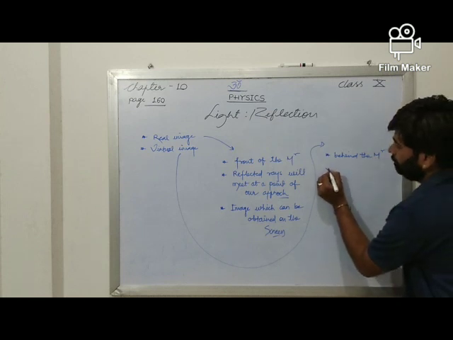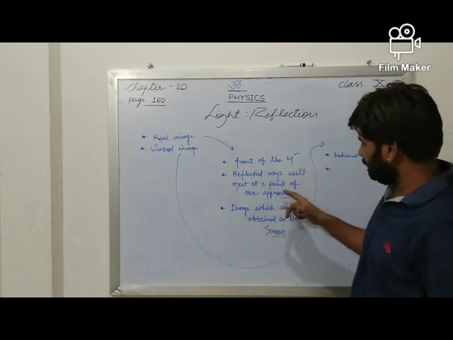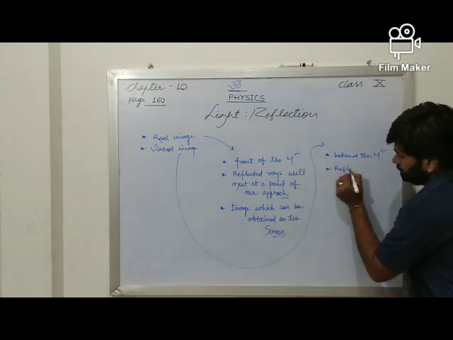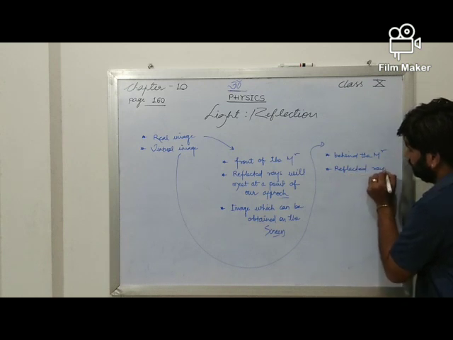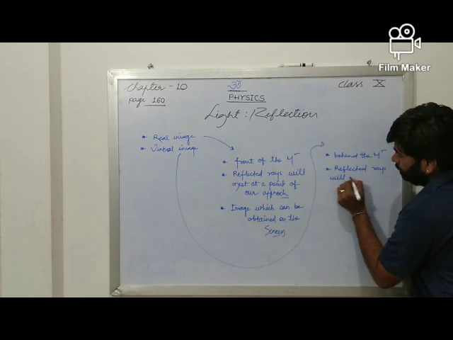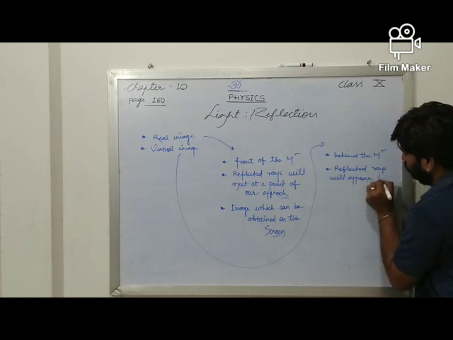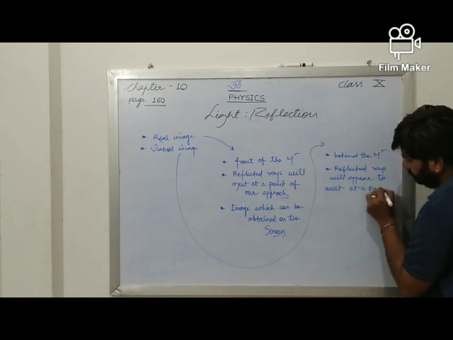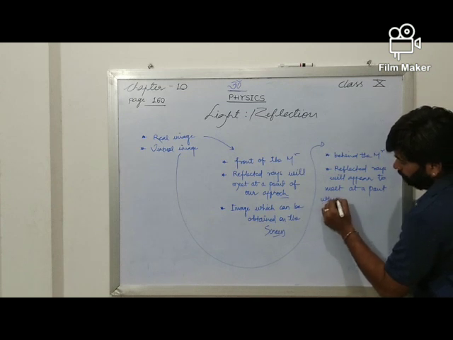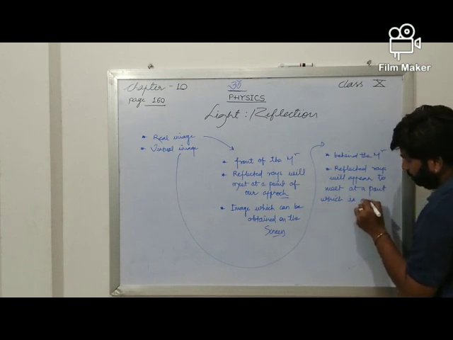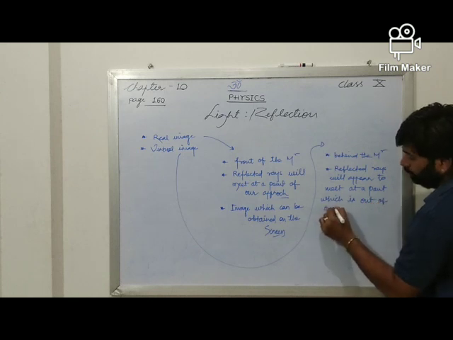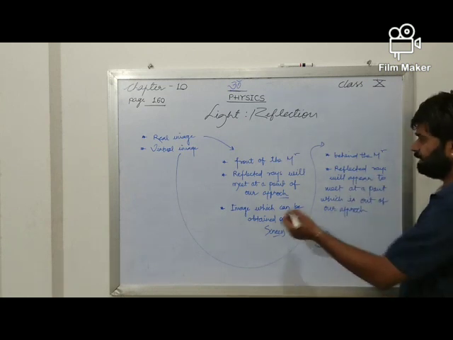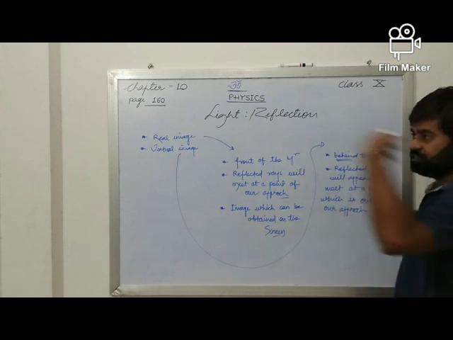Second thing, reflected rays will appear to meet at a point which is out of our approach. Out of our approach means what? You may say that it will be behind the mirror or inside the mirror.